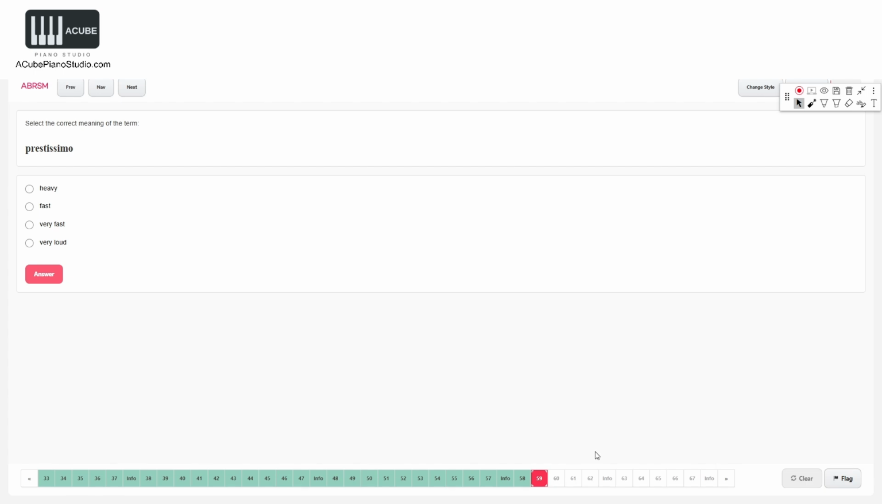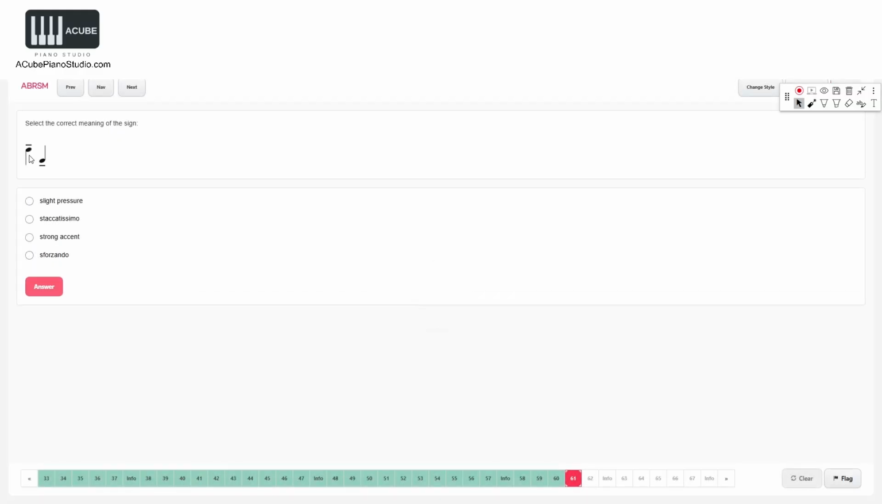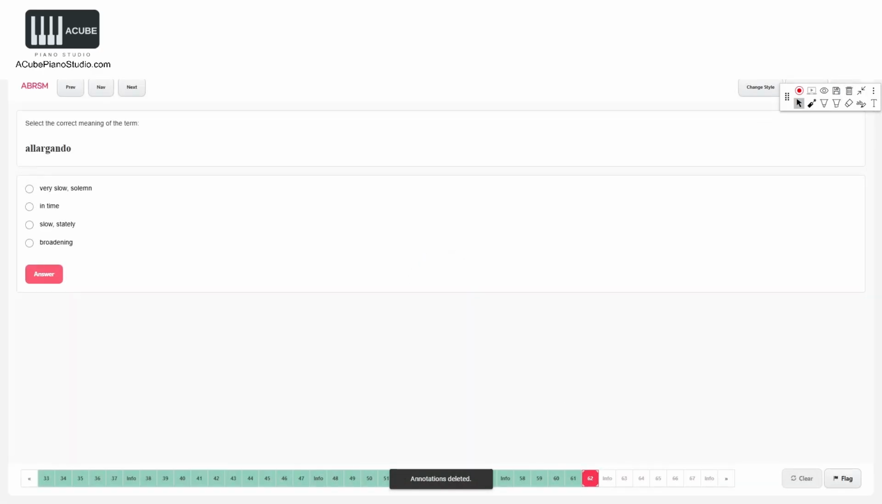Okay, prestissimo. Prestissimo means very fast. Sempre means always. Okay, when you have a line above, that means to play it with a slight pressure. It is less pressure compared to an accent like this. But this is with slight pressure, so that's the answer. Okay, next, allargando. Allargando means broadening.